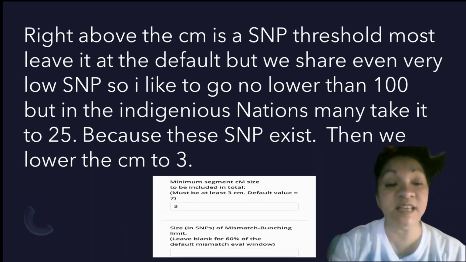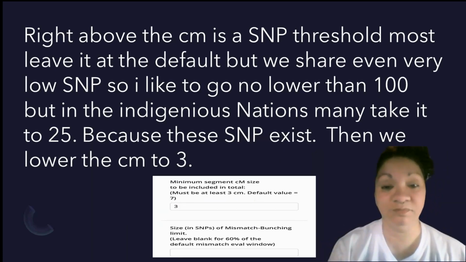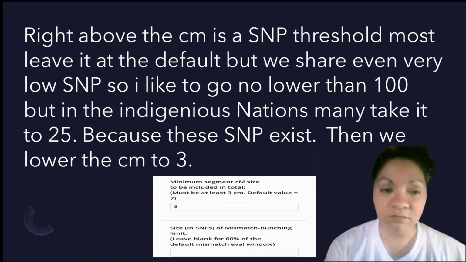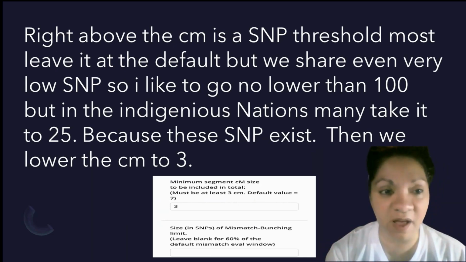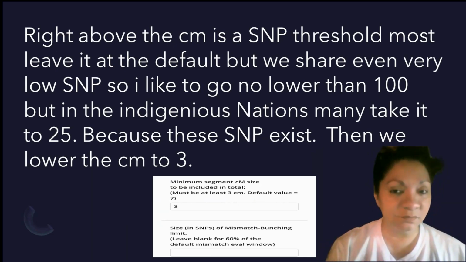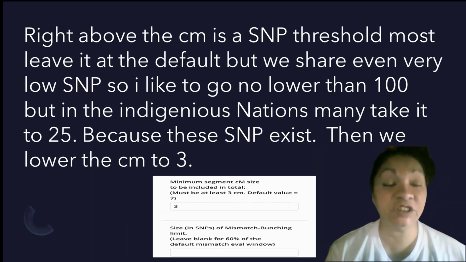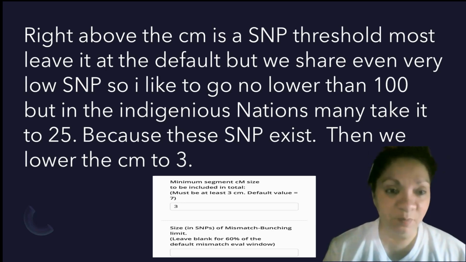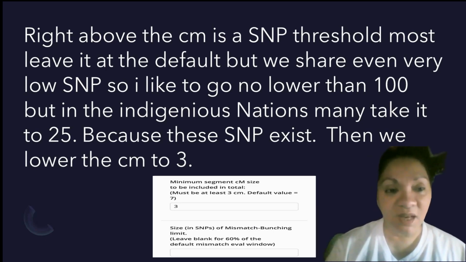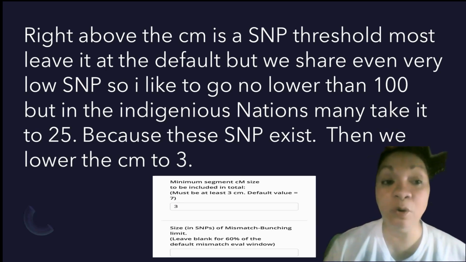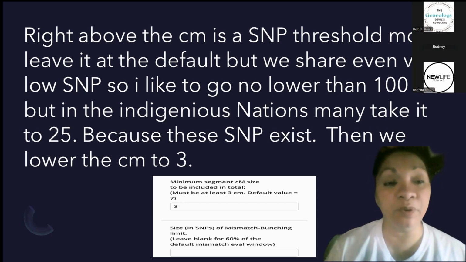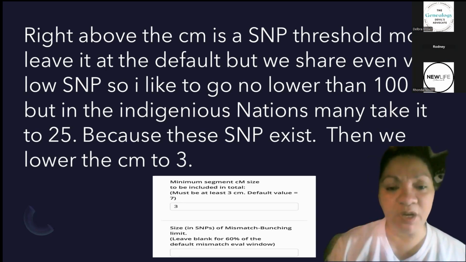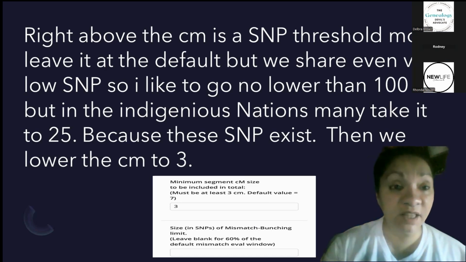Right above the cM is the SNPs threshold. Now, this is a very important area. By default, it goes to 185. But unfortunately, not all systems work like they're supposed to, even Gedmatch. So I usually lower it to 100. In indigenous nations, they lower it to 25 because those SNPs exist in our DNA. If they didn't, we wouldn't be able to compare them. So taking it to 25 is super extreme. Lowering it to 100 makes everything above 185 pop.